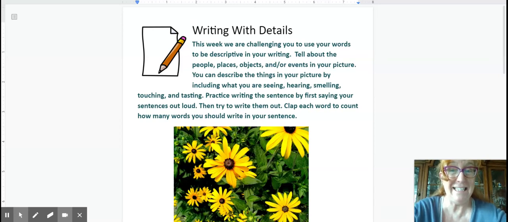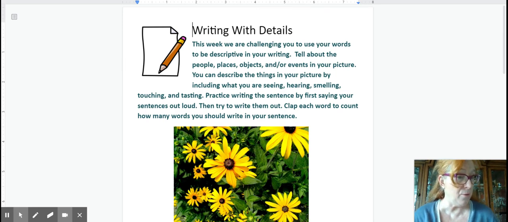Writing with details. This week, we are challenging you to use your words to be descriptive in your writing. We want you to tell about the people, places, objects, or events in your pictures. You can describe things in your pictures by including what you're seeing, hearing, smelling, touching, and tasting. Those are your senses.